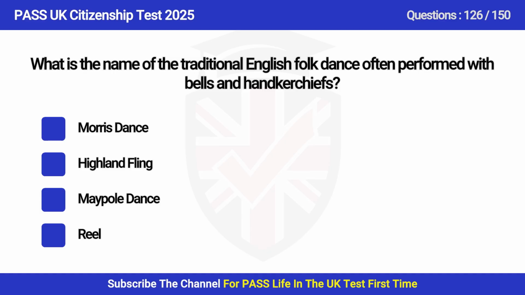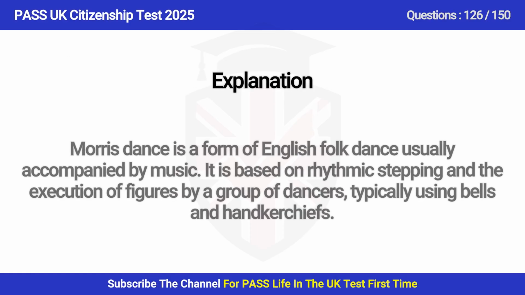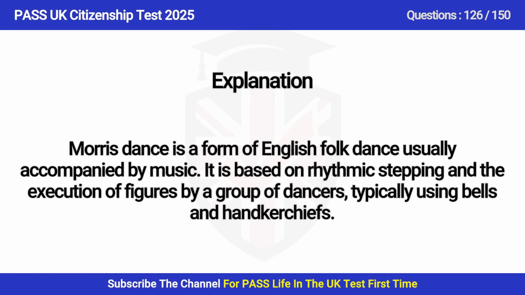A. Morris Dance, B. Highland Fling, C. Maypole Dance, D. Reel. Answer is A. Morris Dance. Morris dance is a form of English folk dance usually accompanied by music. It is based on rhythmic stepping and the execution of figures by a group of dancers, typically using bells and handkerchiefs.